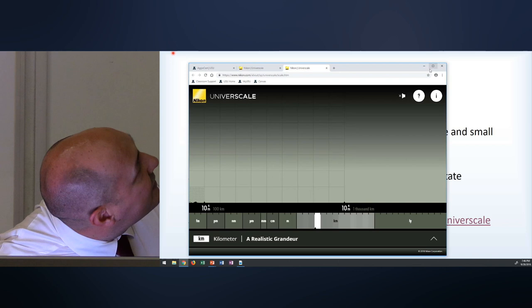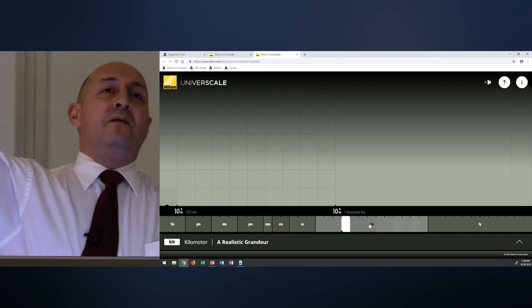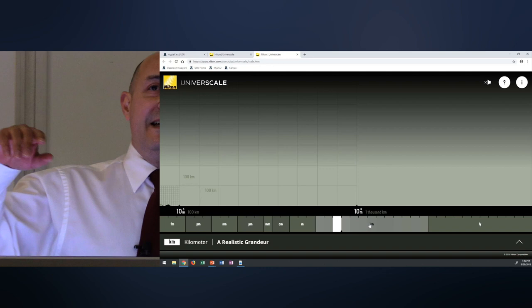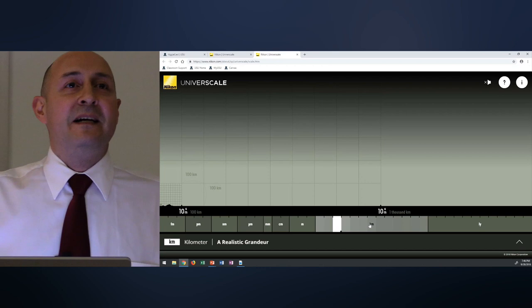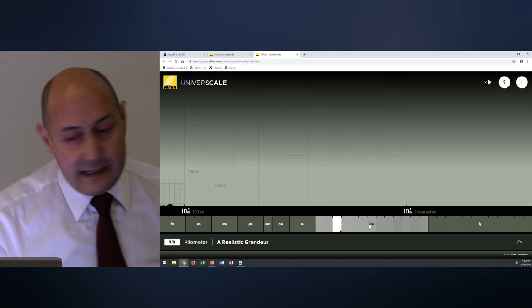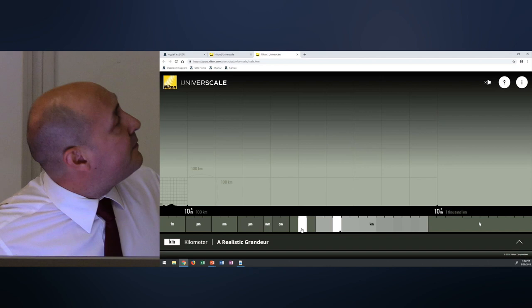Okay, so you just put in Google universe scale, Nikon, and this thing is going to appear. Of course, there are some previous steps like a very nice music and, you know, blah, blah. And you feel like you're floating in space and so on. But the point is that you can start just clicking the meters, all right? So let's say we click over here.